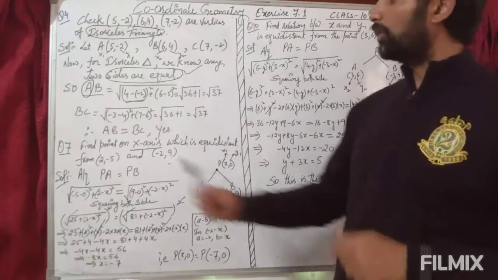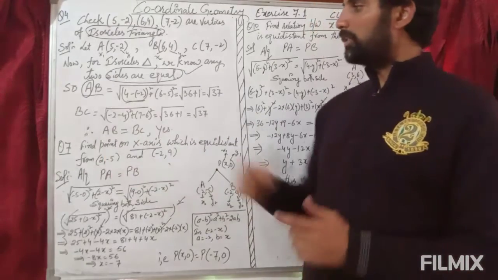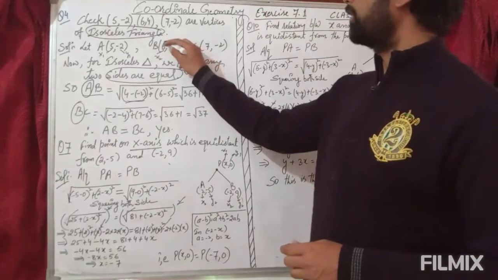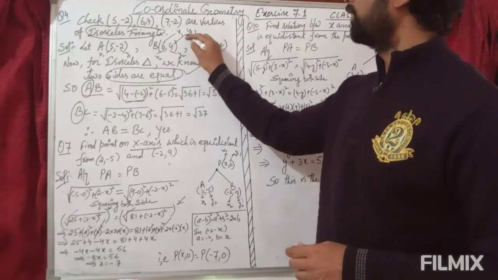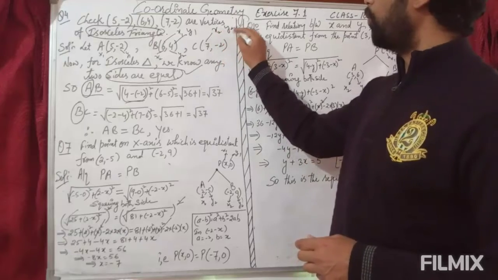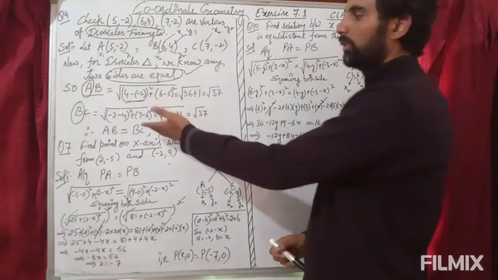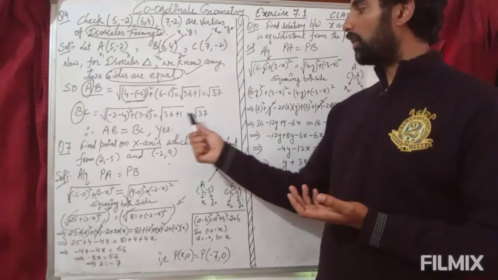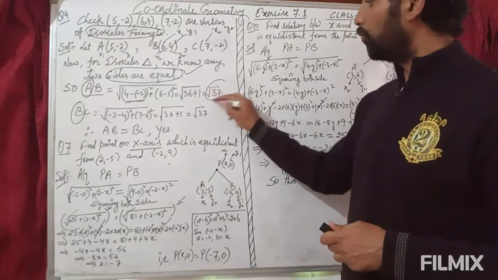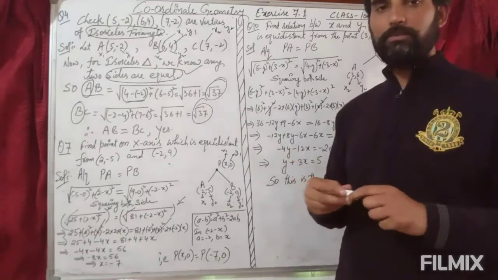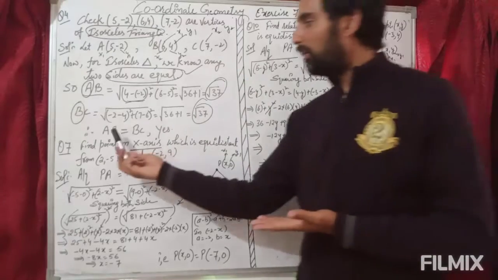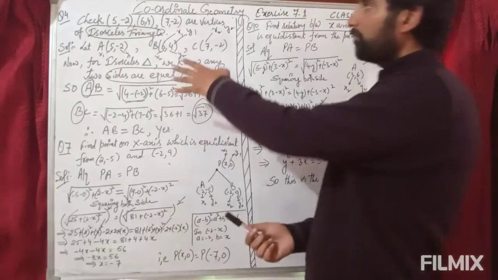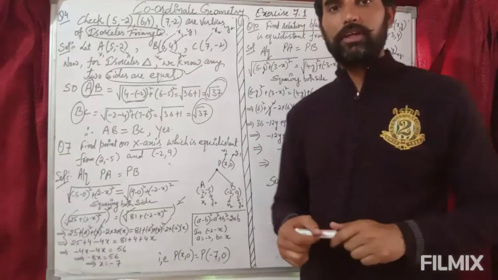Now I'll find the second one, BC. If I am taking BC, then B becomes x1 y1 and C becomes x2 y2. Now when we put in the formula the same way and solve it by squaring, the answer becomes 37. See, here both the answers are the same. If the answers are the same, it means any two sides are equal. Yes, any two sides are equal, which means these points are the vertices of an isosceles triangle, because two sides are equal.